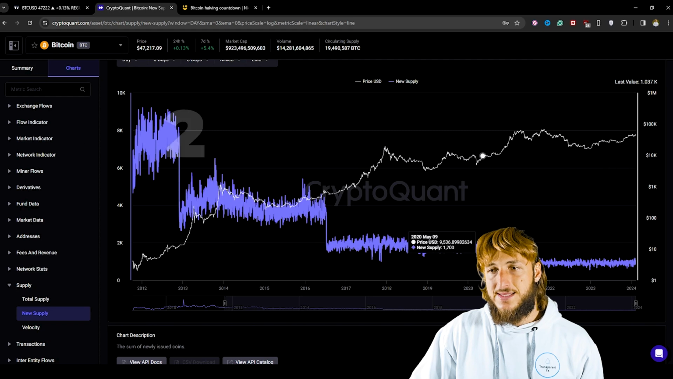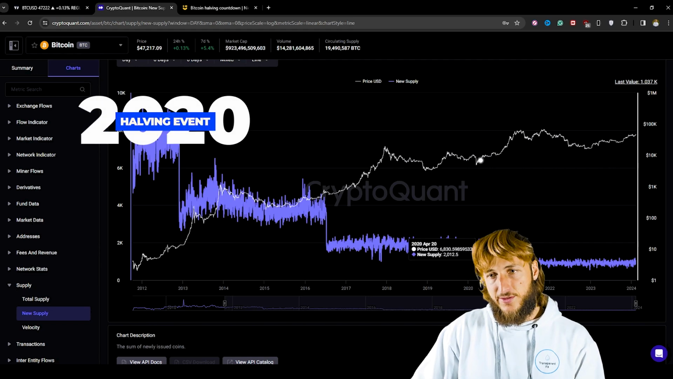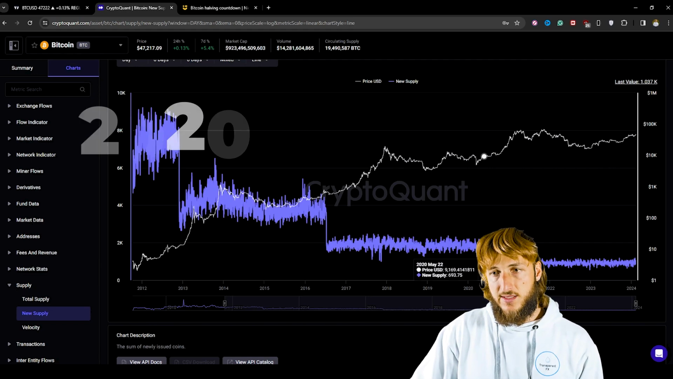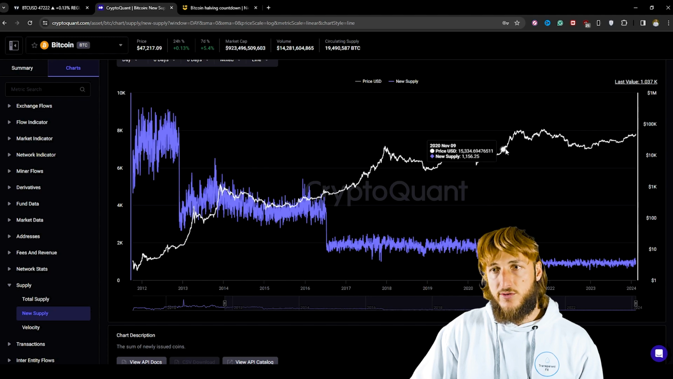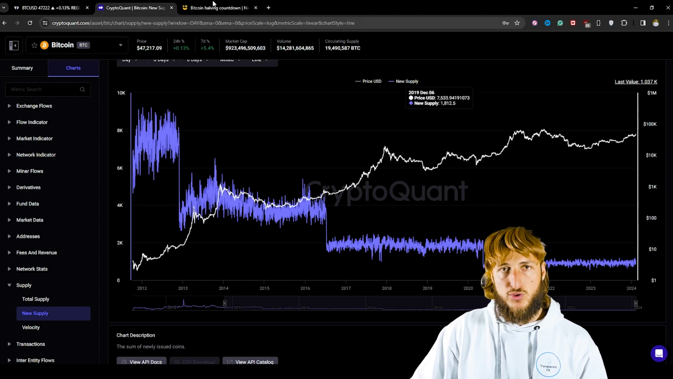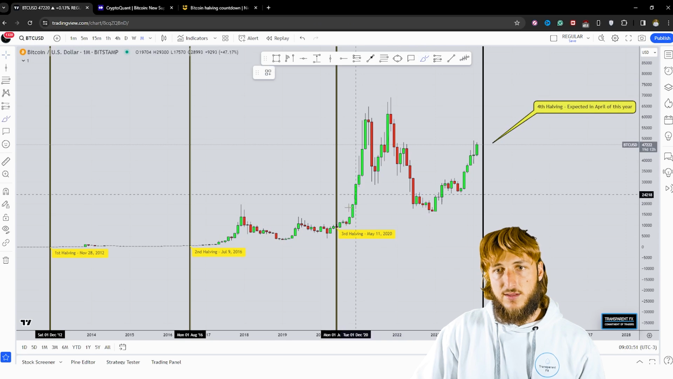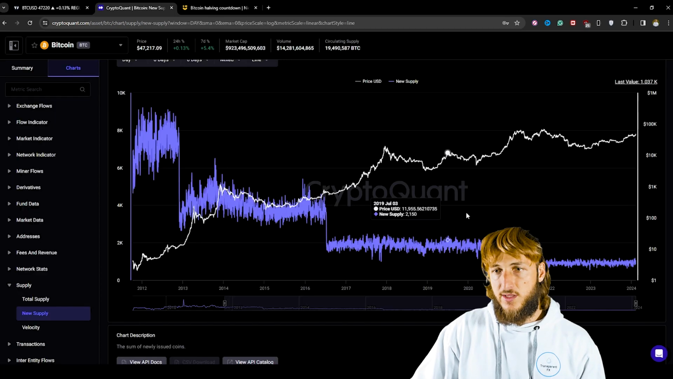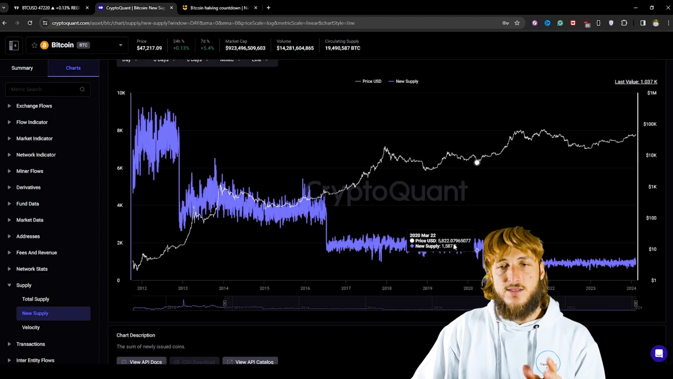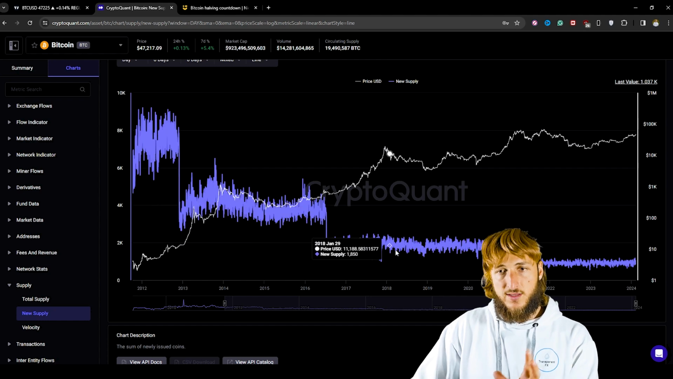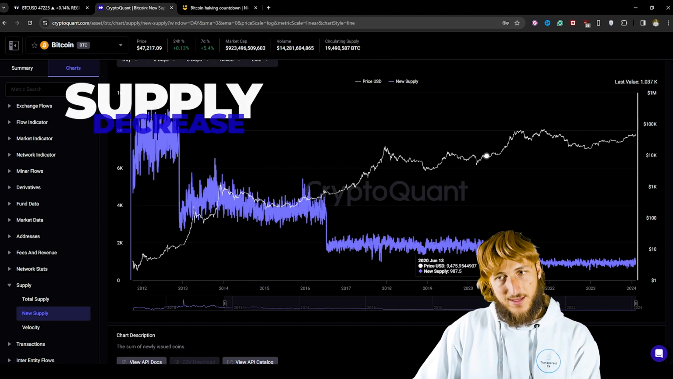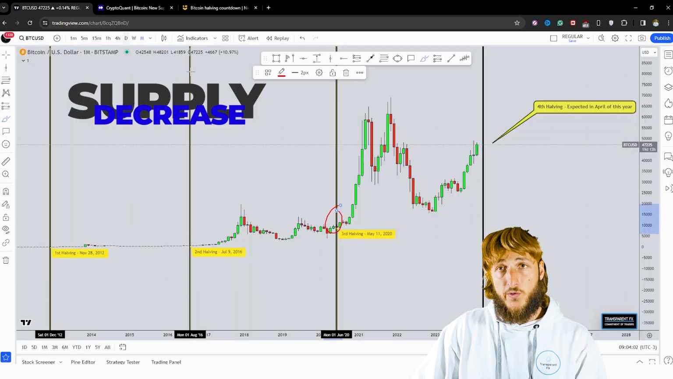What we can see here is that in 2020, we had yet another drop in the new supply. You can see it exactly here. Shortly after, the market had another push to the upside, which is exactly this one here, right? This is the event that you see here, and the new supply, this is all real, right? This is tracked live. This is the new supply getting cut in half with the halving. So it's a very real thing.